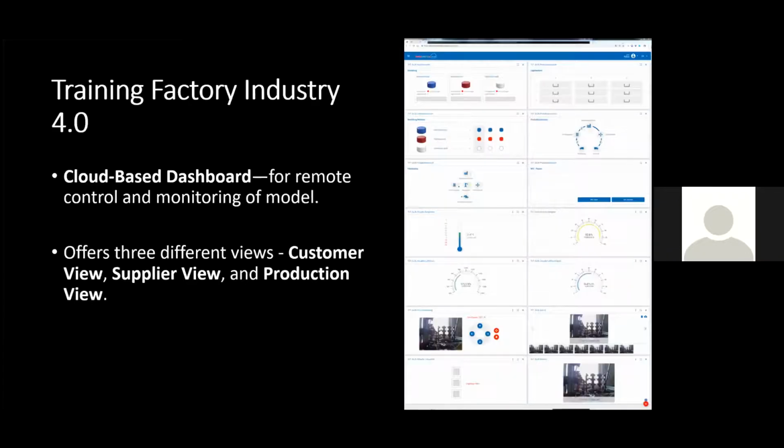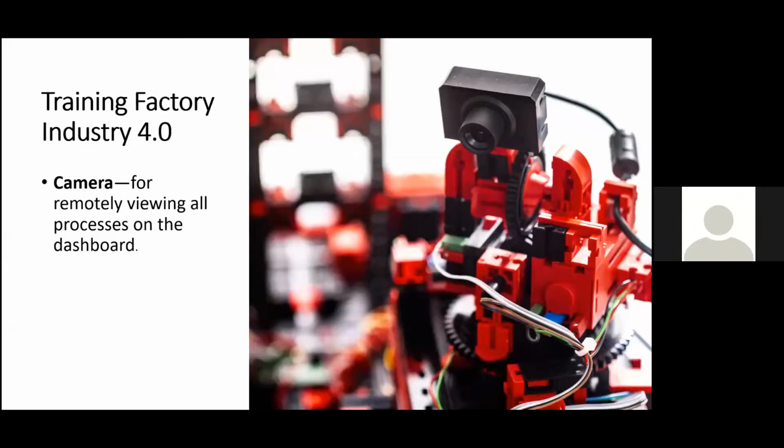Now, as you just saw, this model incorporates many features not found in the models we've previously discussed, most notably the use of the cloud-based dashboard for monitoring and controlling the models. Some other examples would be the camera used for visually monitoring the factory functions from the cloud-based dashboard, as well as the environmental sensor, which collects data on variables such as temperature, air quality, humidity, and air pressure.